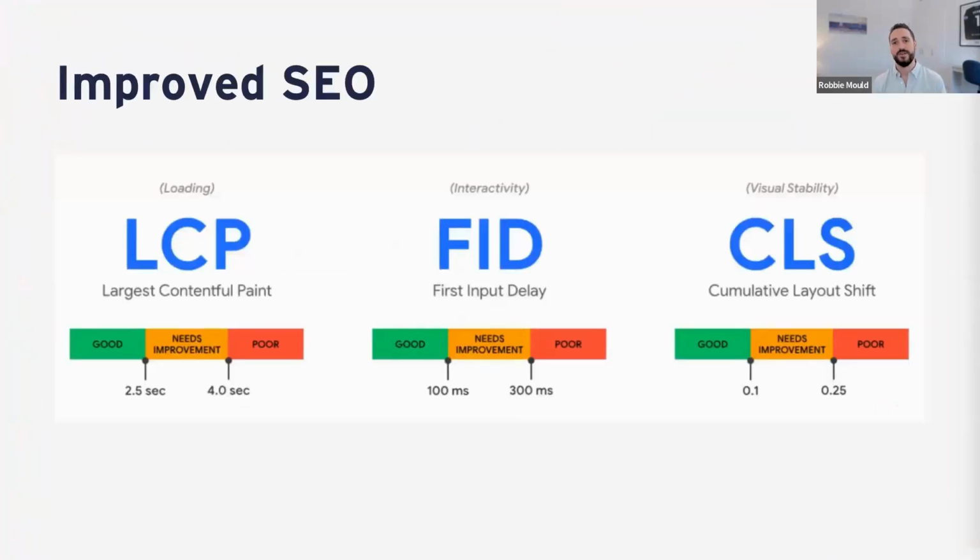And that's what this slide leads into. Google say that your website, to be deemed good, should load in under 2.5 seconds. Anything above that needs improvement, and if it loads in more than 4 seconds, it's deemed poor. This largest contentful paint is a huge ranking factor for your website from an SEO perspective. The first input delay means that your website has to respond within 100 milliseconds.